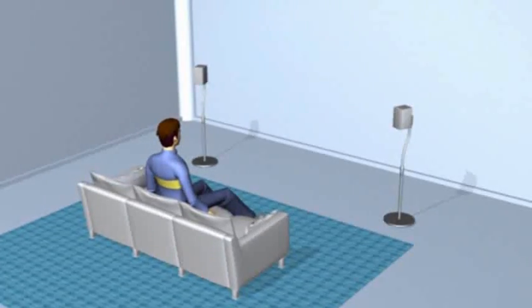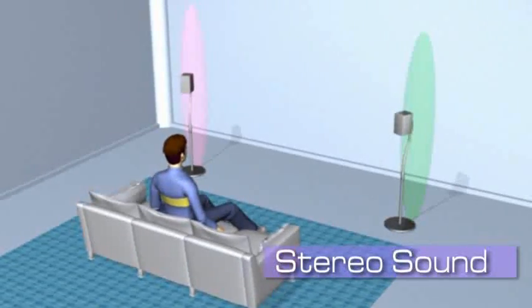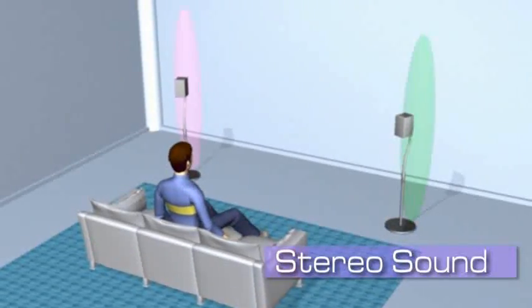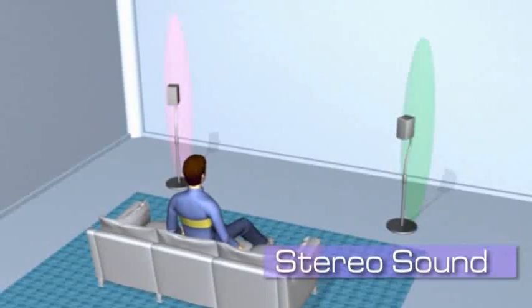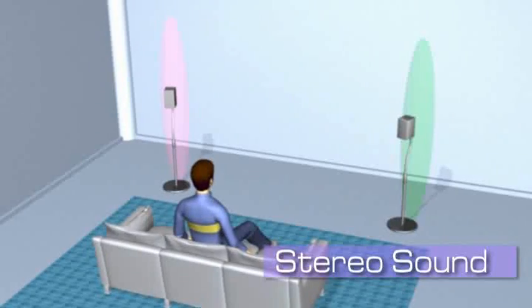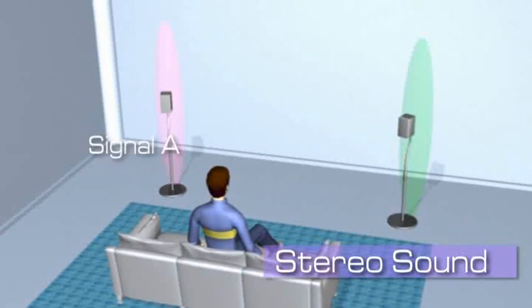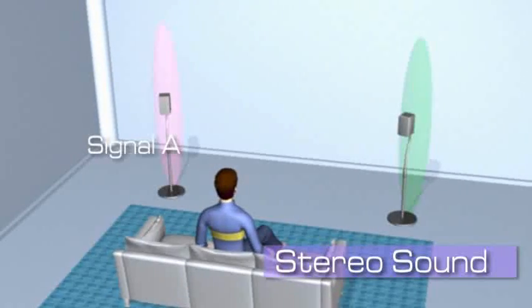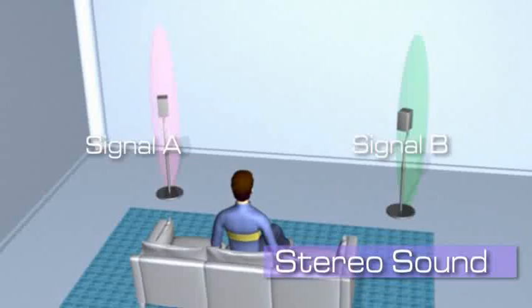From monoaural sound, we move on to stereo sound. In its simplest form, a stereo signal contains two different signals from two separate channels, played back through two loudspeakers. To make it easier for you to understand, let's assume that signal A is panned to the extreme left and signal B is panned to the extreme right.